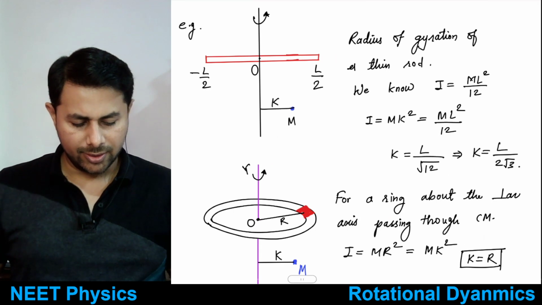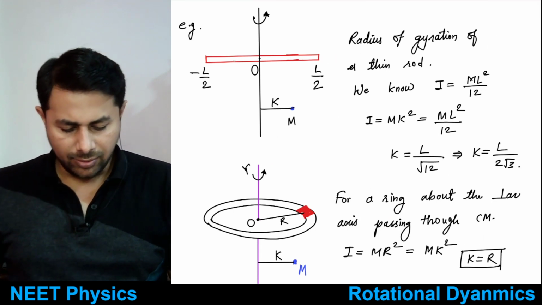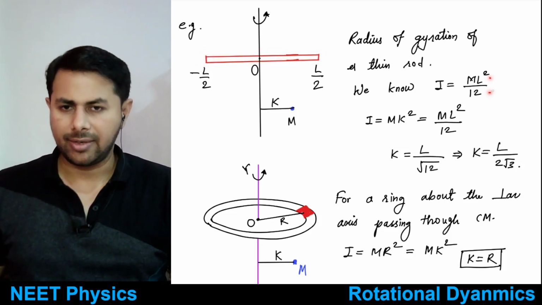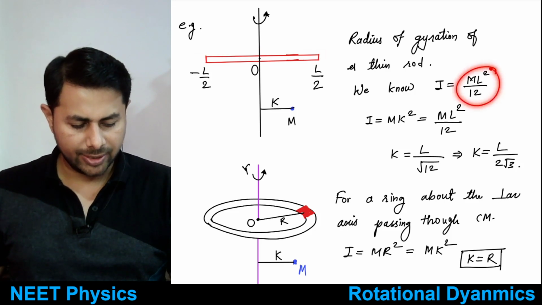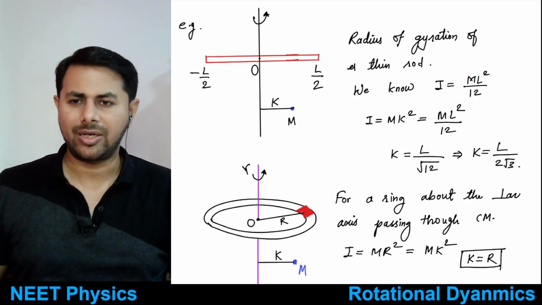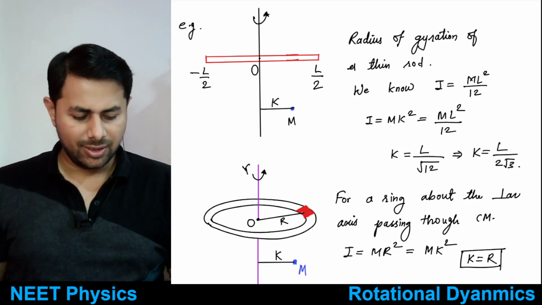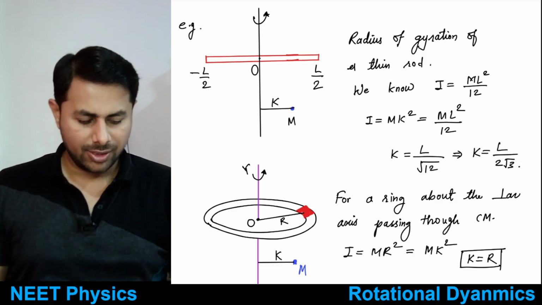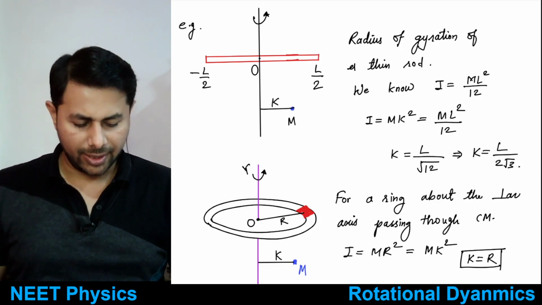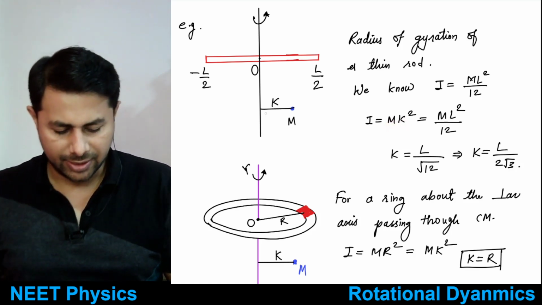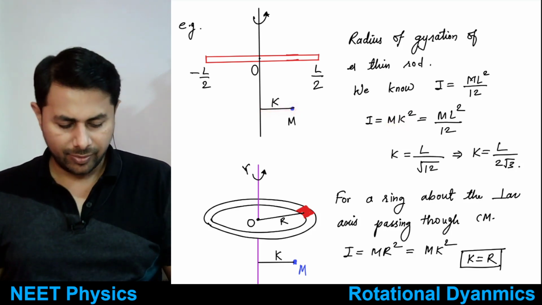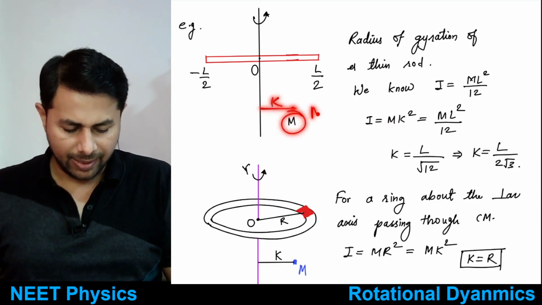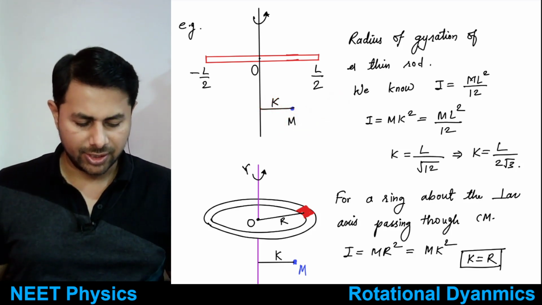Okay, so now we know the moment of inertia of this rod is equal to what? Ml square divided by 12, right? The moment of inertia of the rod is just Ml square divided by 12. We know that. Then I want to find its radius of gyration. So what I do is I write Mk square. I replace this by this point-sized particle kept at distance k. So the moment of inertia of this one would be Mk square.